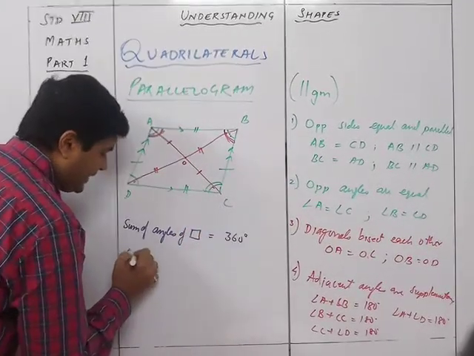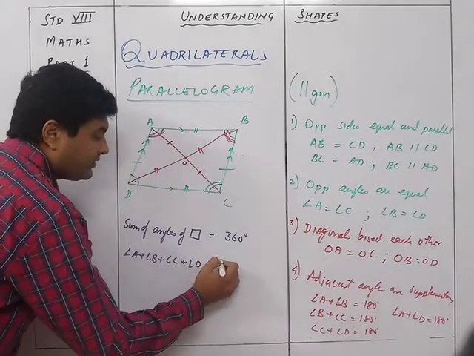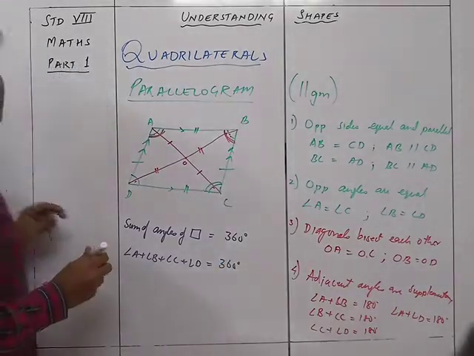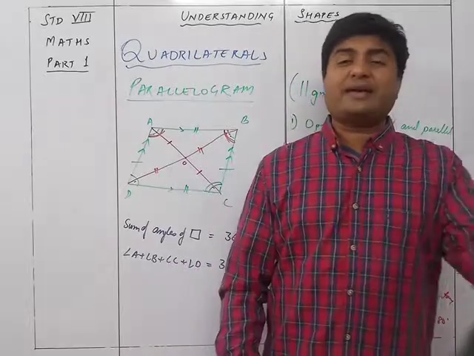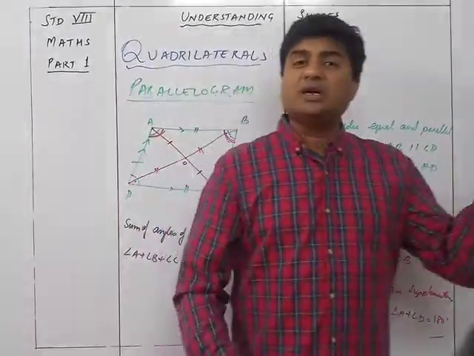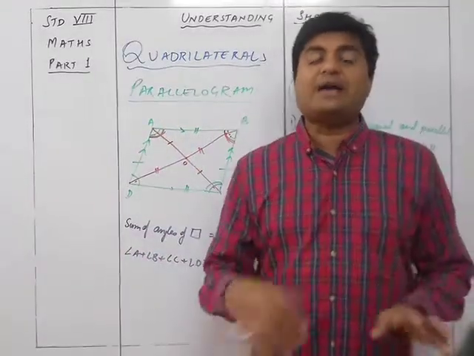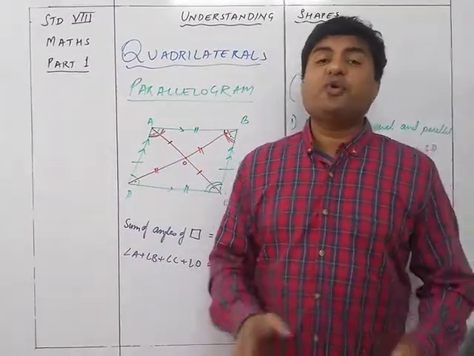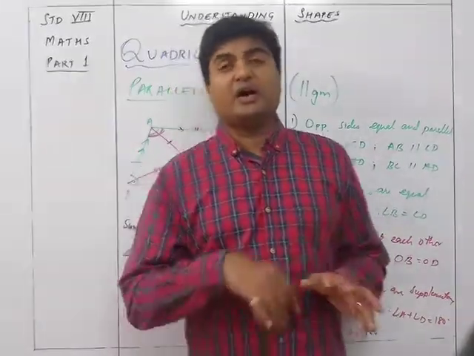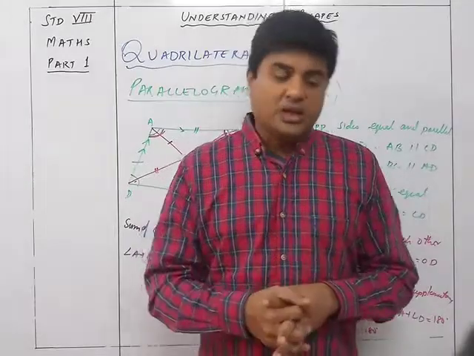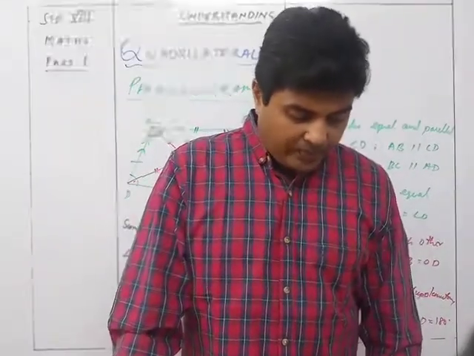That is angle A plus angle B plus angle C plus angle D is equal to 360 degrees. This is a general rule for any quadrilateral, whether it's a square, rectangle, rhombus, parallelogram, trapezium, kite, anything, a four-sided figure. Whenever there is a four-sided figure, the total sum of all the angles will always be 360 degrees. So that is something very important.